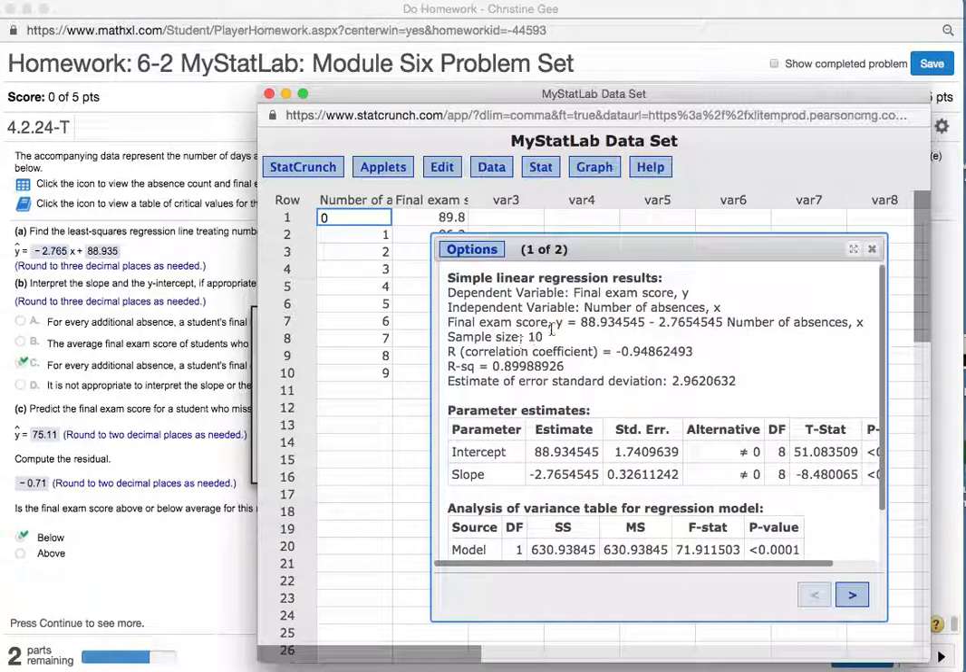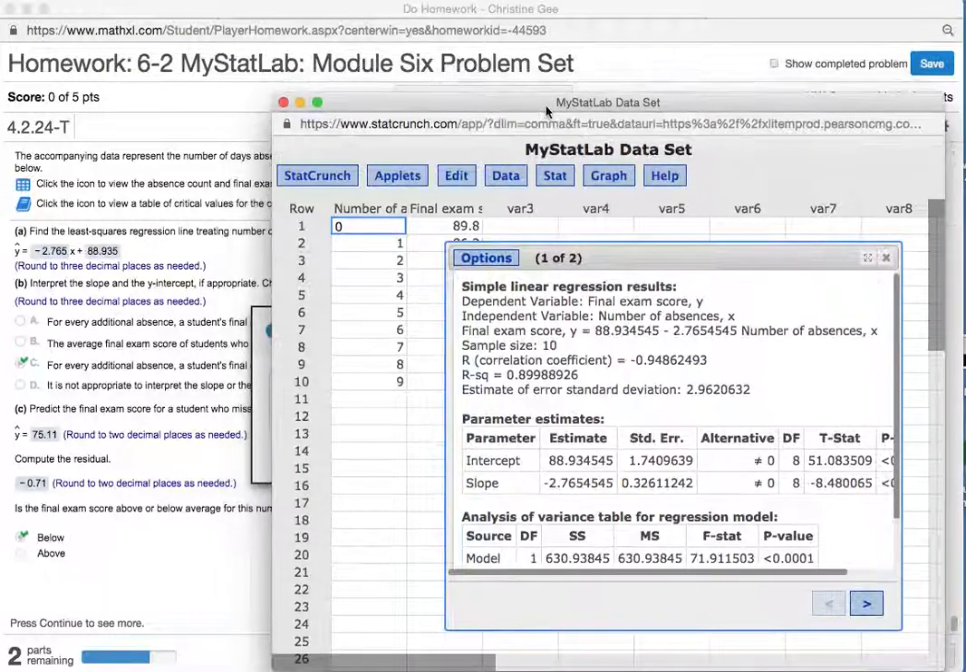So here it is, and this is the slope. As absences increase, the score decreases. If you have 0 absences, your predicted score is going to be around 88.93%. And as your absences go up, your score would go down. That's the prediction model.